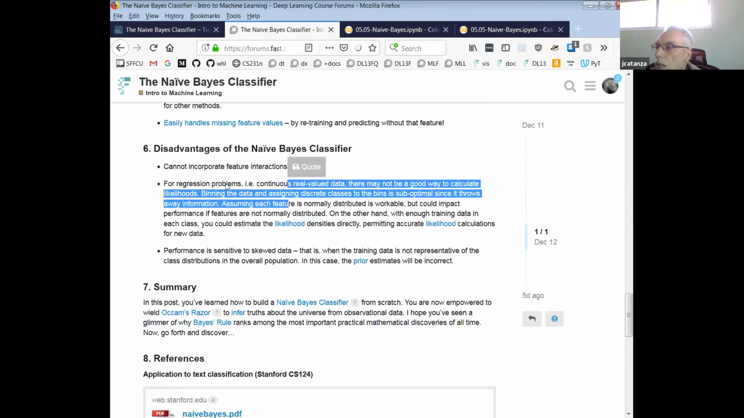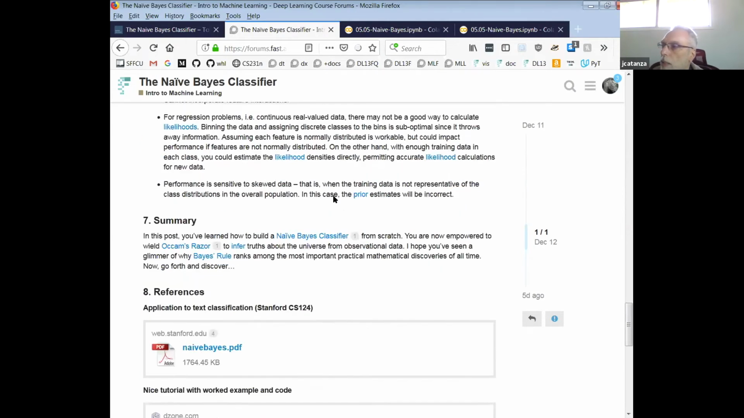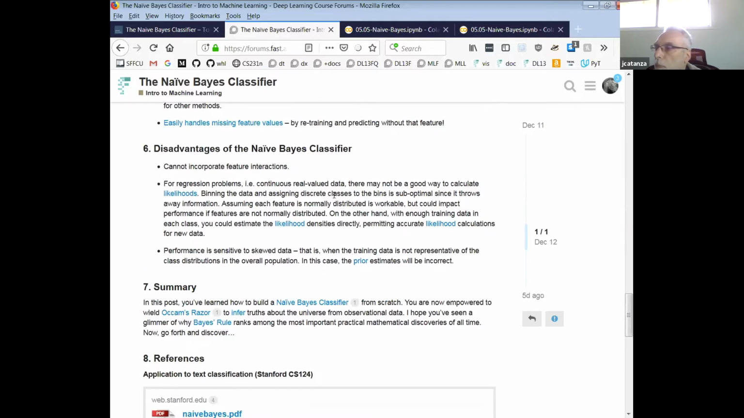And for regression problems, for continuous data, it may be difficult to calculate the likelihoods. Binning is one way you can do it, but that's not optimal because you lose information, and also the result could depend on how you chose the bins. So that's really not usually a good idea.